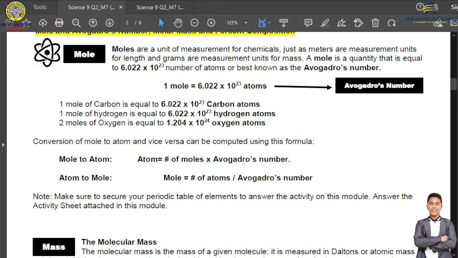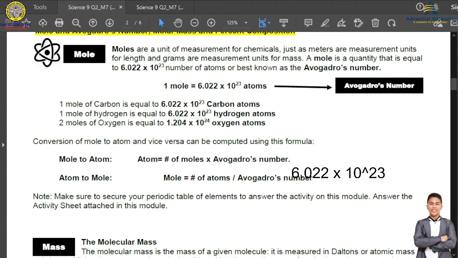So for today, we will be discussing the conversion of mole to atom. First of all, we'd like to know what a mole is. If we use kilometers, meters, inches, or miles in measuring distance, the mole is also a unit of measurement used for chemicals. I would also like you to remember that in this concept, we will be discussing Avogadro's number. So what is Avogadro's number? That is equivalent to 1 mole.